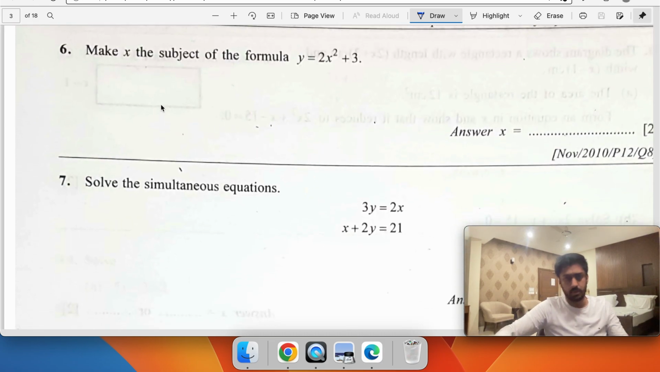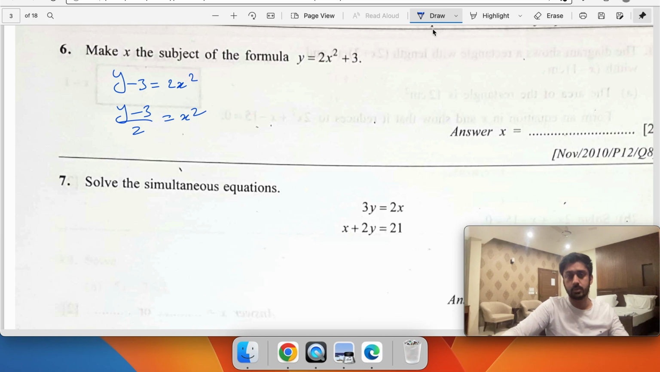Question number 6. Make x the subject of the formula. On the other side, x is added, so subtract it on this side, which is equal to 2x square. Divide by 2, which is equal to x square. Square root both sides, x is equal to the square root of y minus 3 by 2.